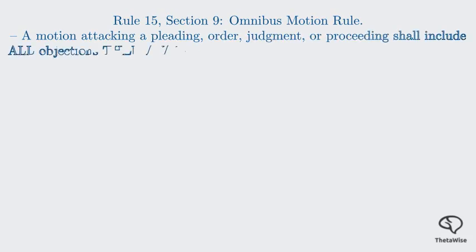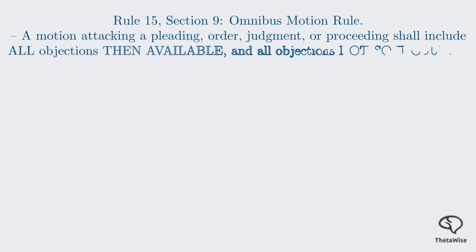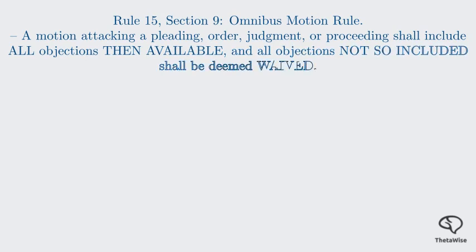Let's quickly review another important concept that is a regular bar topic, the omnibus motion rule. Section 9 of Rule 15 states that a motion attacking a pleading, order, judgment, or proceeding shall include all objections then available. The critical phrase is all objections not so included shall be deemed waived. This rule prevents a party from filing multiple successive motions raising different grounds one after another, which would unduly delay the proceedings. It forces you to put all your eggs in one basket, so to speak.